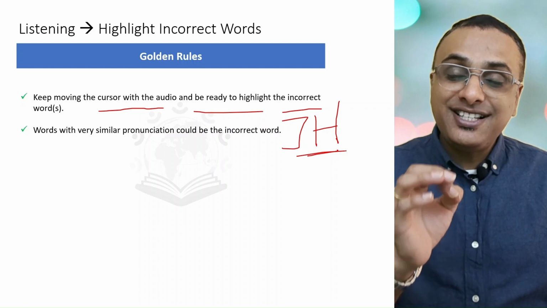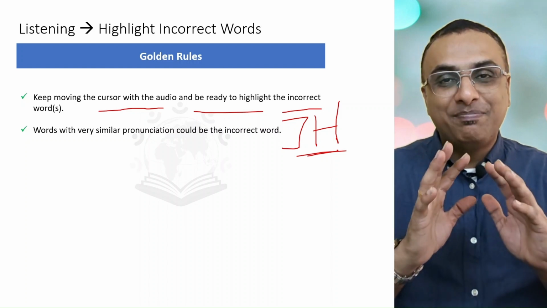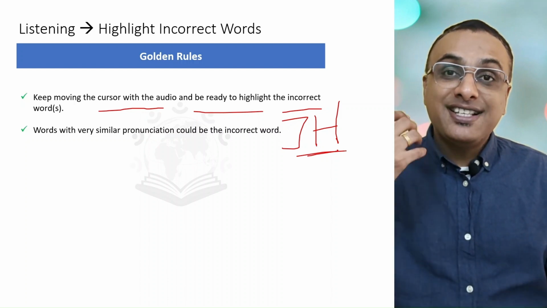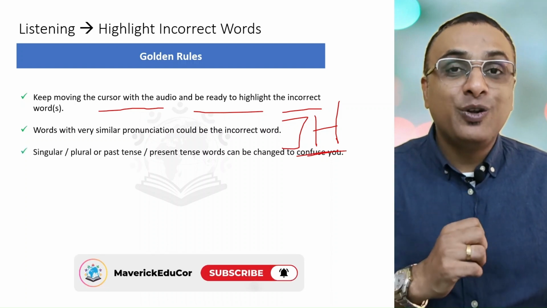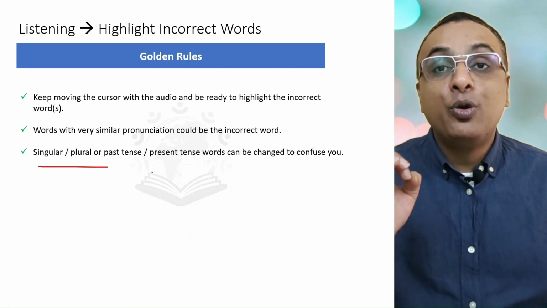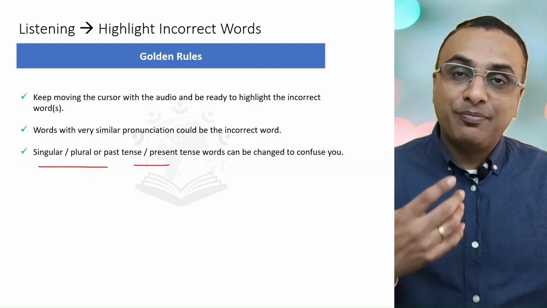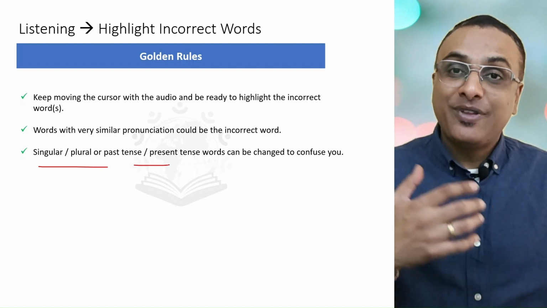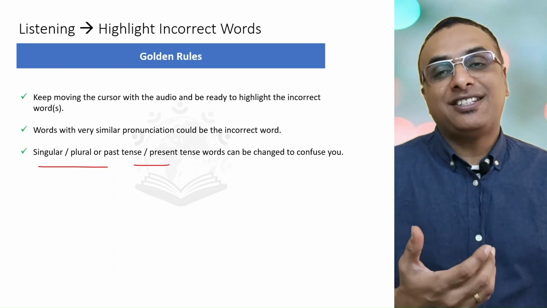L-E-S-S-E-N versus L-E-S-S-O-N. Now you see, the words are completely different with different meanings, though they sound the same way. Okay, this could be your first clue. Second clue could be something like singular or plural words, or past tense or present tense words. Something like accept, accepted, accepts. Okay, there is singular, plural, and past tense as well.